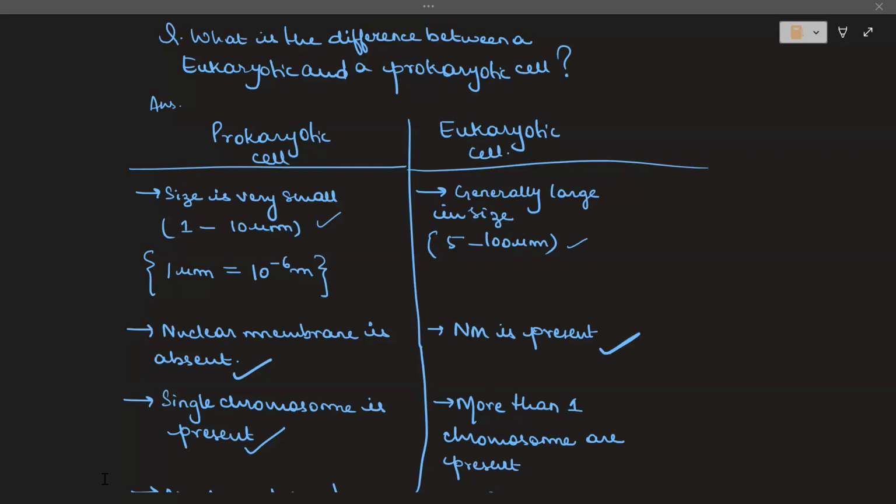Ma'am, do prokaryotic cells have chromatin? No, they don't have chromatin. Basically, what happens is that their genetic material is just lying there in the cell. It has not been organized properly.